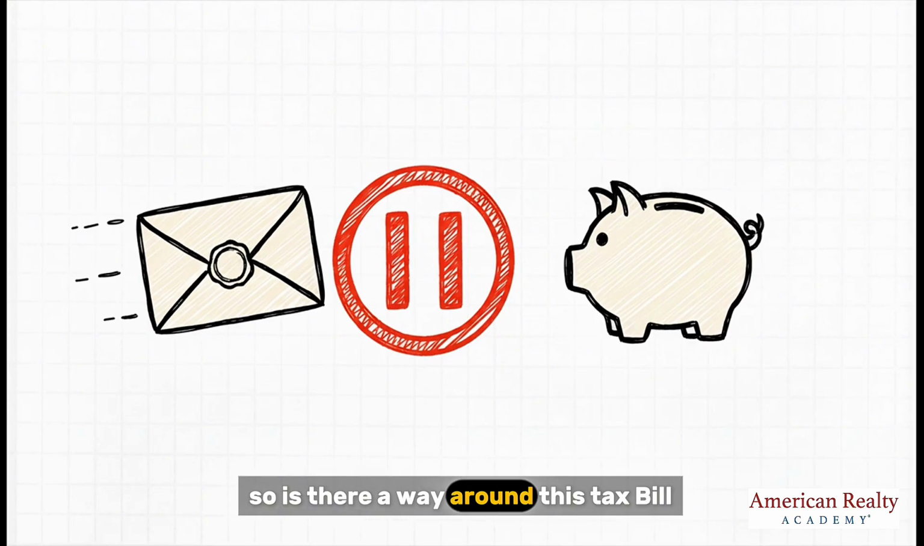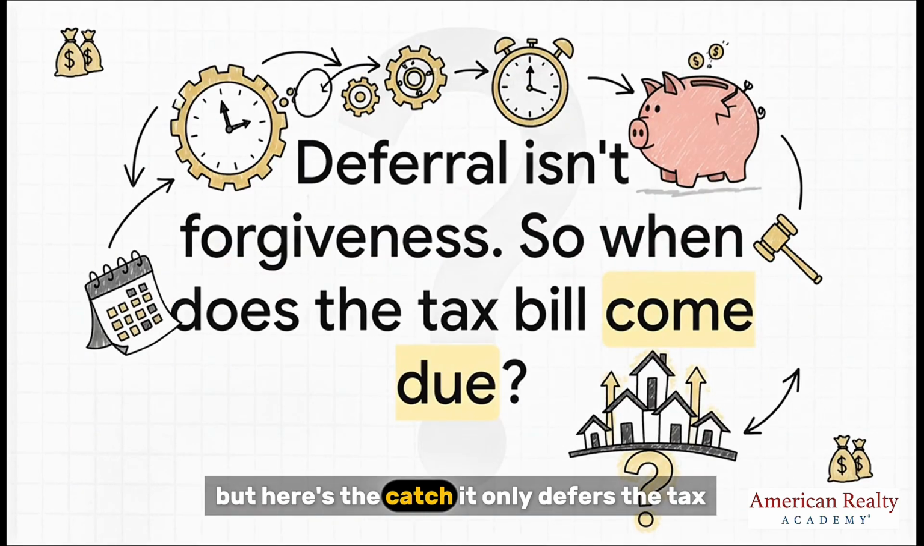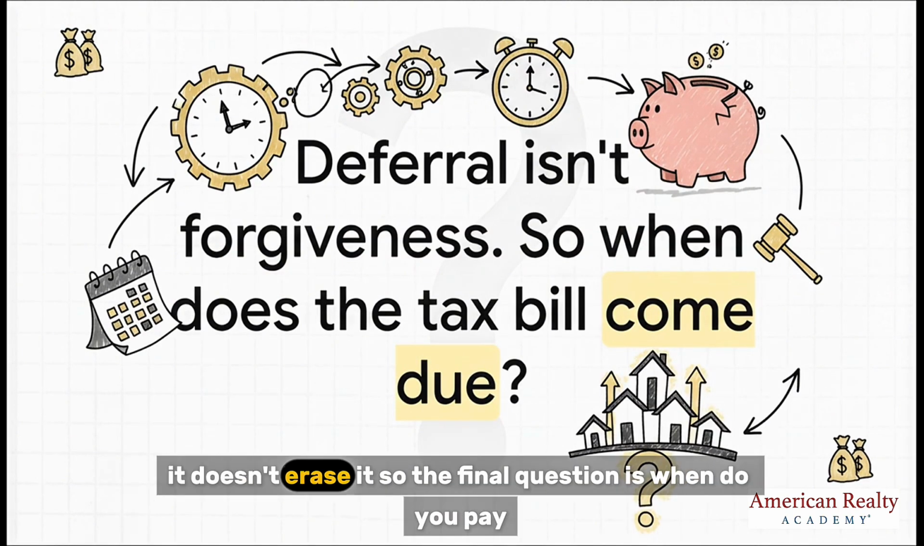So, is there a way around this tax bill? You bet. Investors use something called a 1031 exchange. But here's the catch. It only defers the tax. It doesn't erase it. So the final question is, when do you pay?